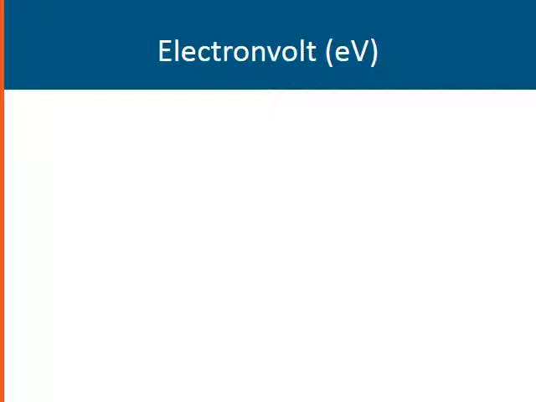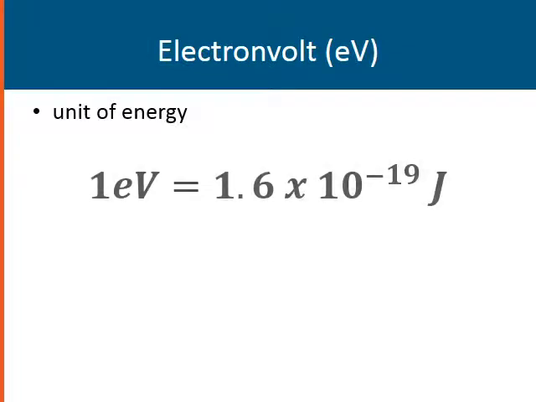Before we solve related problems, let me introduce the concept of the electron volt. An electron volt is a unit of energy, and 1 electron volt is equal to 1.6 times 10 to the negative 19 joules.